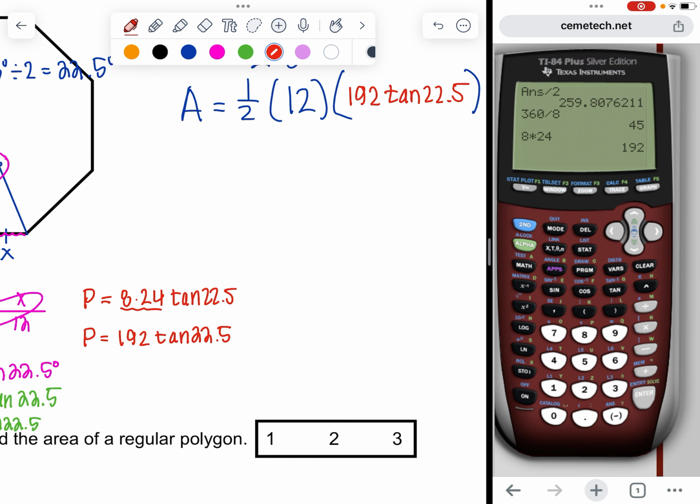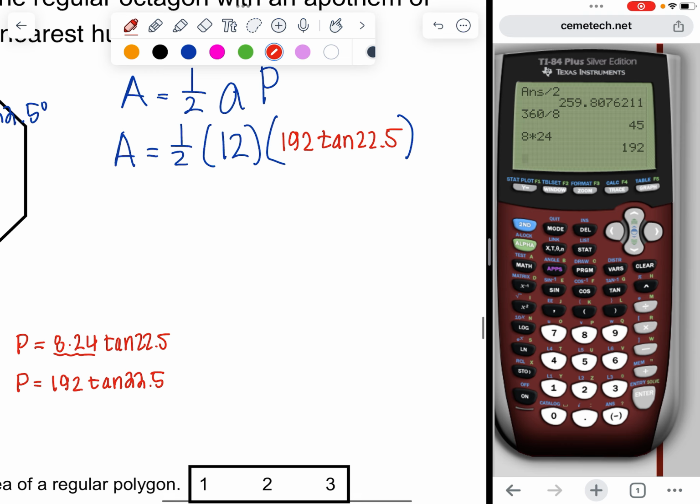And now I'm going to put this in my calculator. One thing I could do is do this mental math and say that's 6, and then type 6 times 192 tangent of 22.5, but I don't want to make any mental math errors in the future, so I'll do it the way that always works. 192 tangent of 22.5, close parentheses, times 12, and I could have done the 12 first. Enter. Divided by 2. Enter.